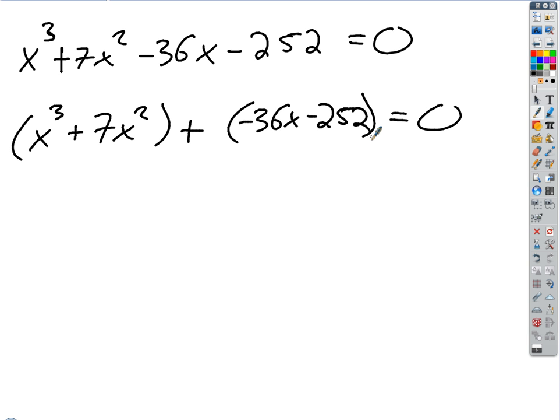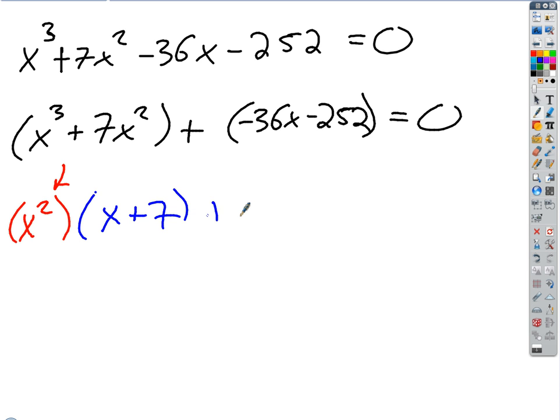Now what do we do to the first group? Take out like x squared. Okay, you can take out the greatest common factor, right? I want to undistribute or factor out the greatest common factor. I can't take any numbers out, but I could take out an x squared, right? So if I undistribute an x squared, what am I left with in this first one? X, good, plus 7, very good. Okay, everybody see that?